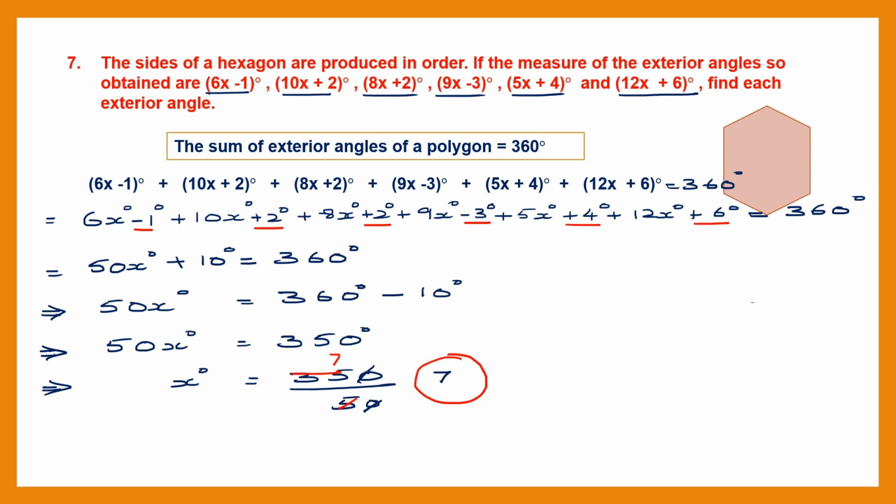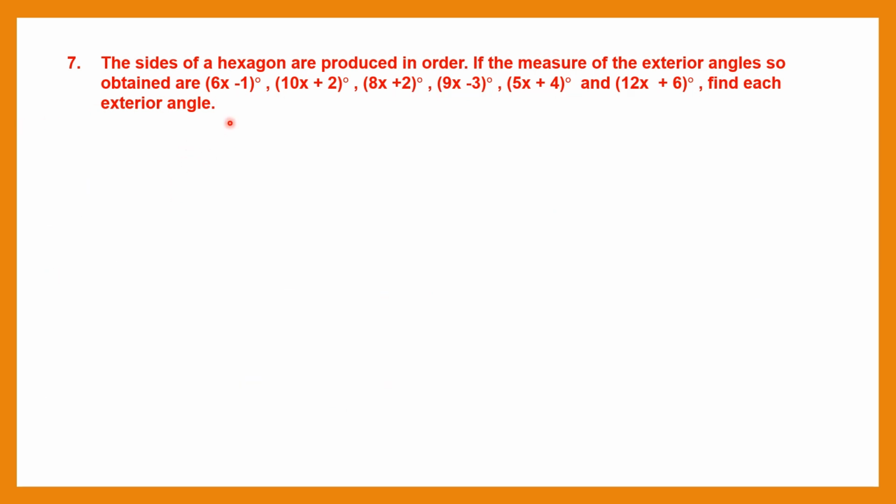Now keeping this in mind, we have to find the value of each angle here. We have found the value of x. That means x is 7. Here in the place of x, we are going to put 7. So let's do that. So now 6x minus 1. Remember, we have to find each angle. So the first angle we can write is 6x minus 1 degrees, isn't it? So in the place of x, we're going to put 7 because we found out. So 6 into 7 minus 1. 6 into 7 is 42. 42 minus 1 is 41. So we've got 41 degrees. The first angle is 41 degrees.